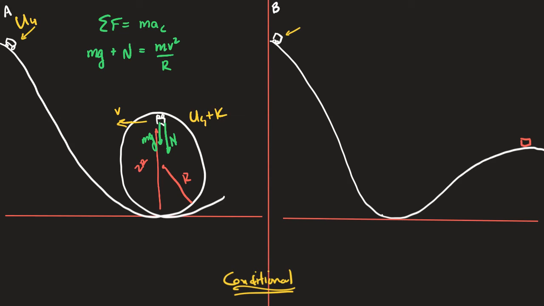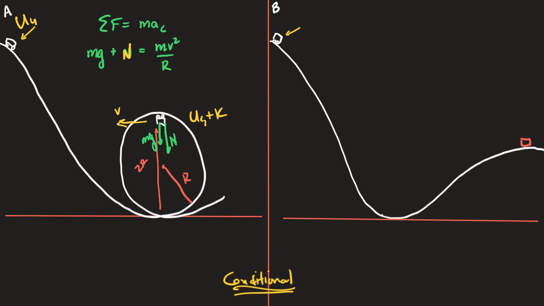Now, what does it mean to be a conditional problem? Well, the conditional force is the normal force. That's the one that responds to situations. Now look, when I look at this equation, I recognize that once I release the car, the weight of the car doesn't change, the mass of the car doesn't change, and the radius of the hill doesn't change. But I get to decide how fast the car goes.